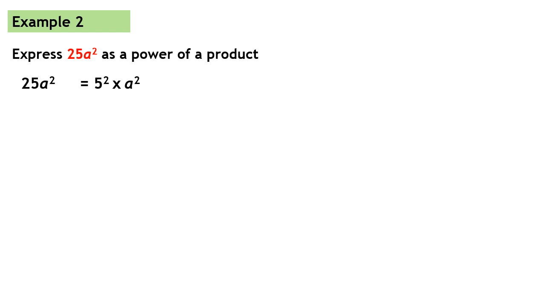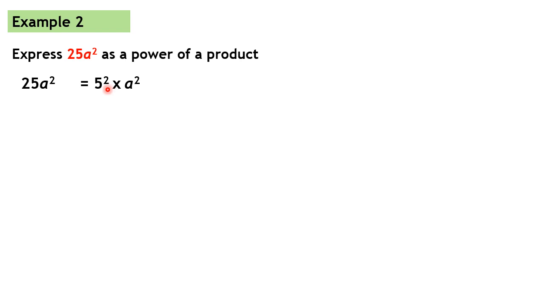Example number 2. Express 25a squared as a power of a product. Let's see how to write. 25a squared is equal to 5 squared into a squared, since 25 is a square number, 25 can be expressed as 5 squared. So 5 squared into a squared. This is the product of powers form.